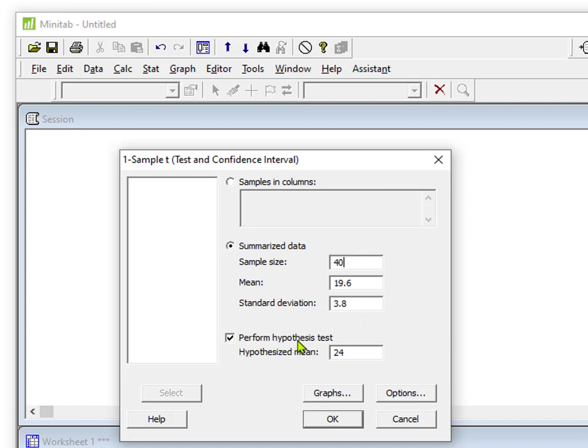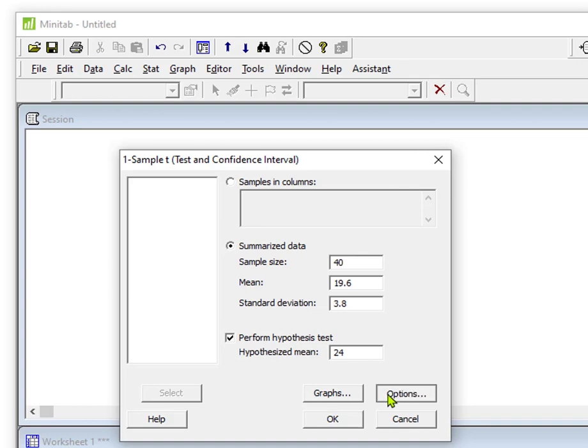Now we want to perform a hypothesis test, and so we've got that button checked. The hypothesized mean, that's out of the null hypothesis, was 24 chips per cookie. Why is that the null hypothesis? Null means no difference. If the fat-free Chips Ahoy and the regular Chips Ahoy are exactly the same in terms of chips in the cookie, then the mean for the fat-frees would be 24 also. So that's my hypothesized mean.